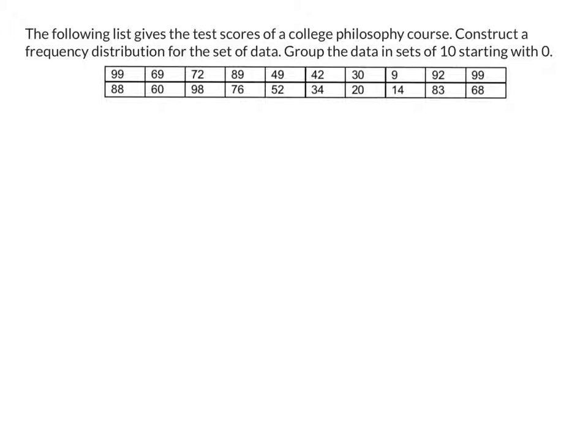A distribution is created using a chart. So the first column, or the column on the left, will represent the values, or the group of values in this case. And then the column on the right represents the number of times that value occurs, or the group occurs.